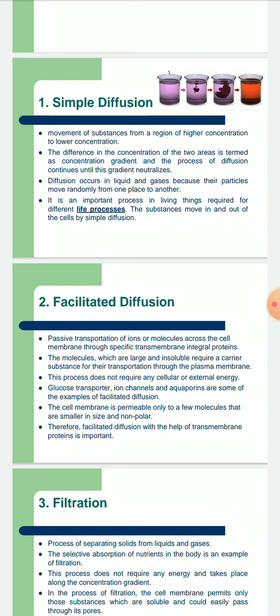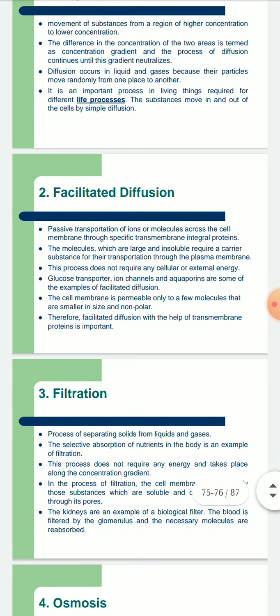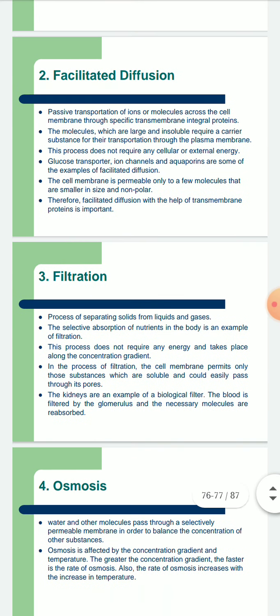The cell membrane is permeable only to a few molecules that are smaller in size and non-polar. Therefore, facilitated diffusion with the help of the transmembrane protein is important. Filtration is the process of separating solids from liquids and gases, and the selective absorption of nutrients in the body is an example of filtration. The process does not require any energy and takes place along the concentration gradient.